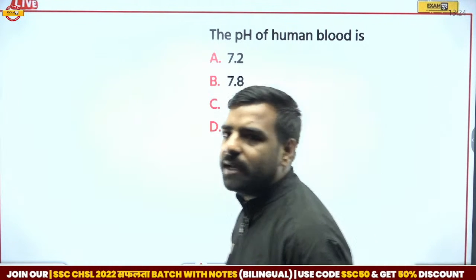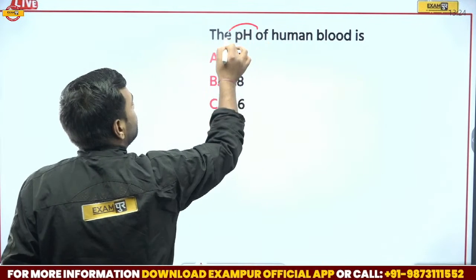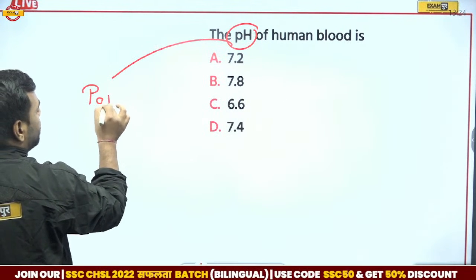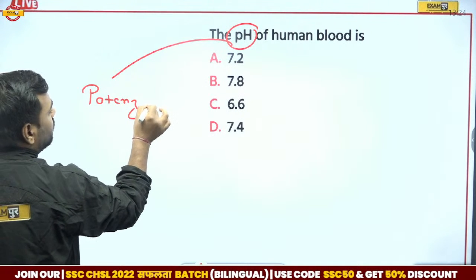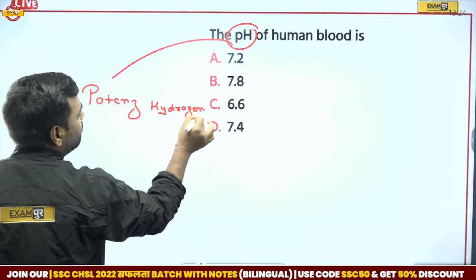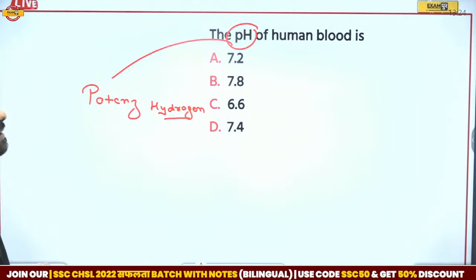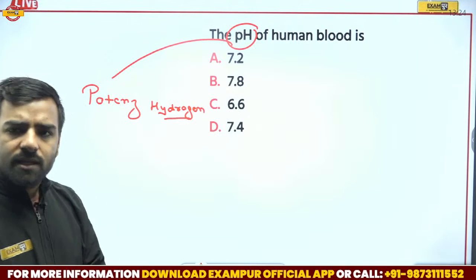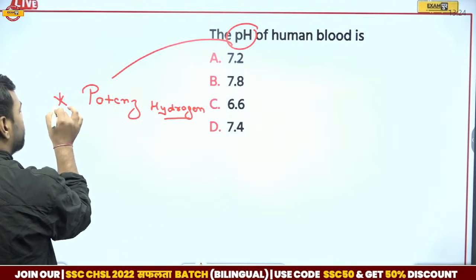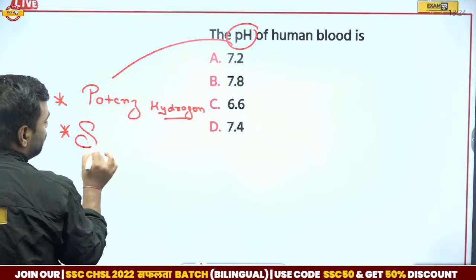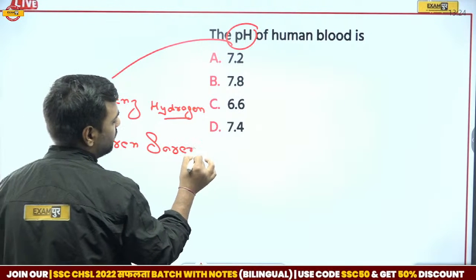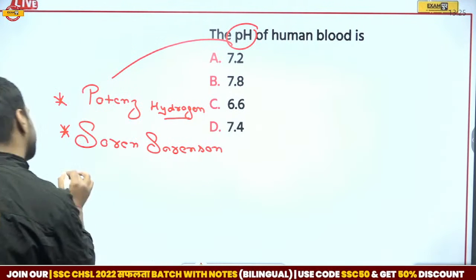Till the time you are giving me answers, let me tell you. pH stands for potence of hydrogen. In some books you will get power of hydrogen, or P for potence. So this full form is asked. Next question is, who was the one who actually discovered it? He was Soren Sorensen. Second question.